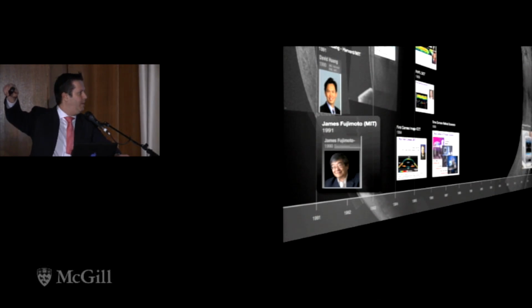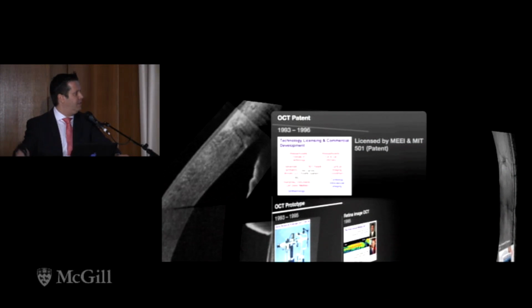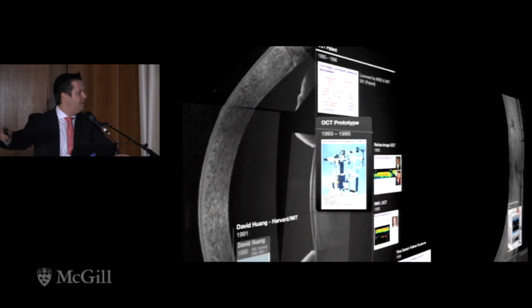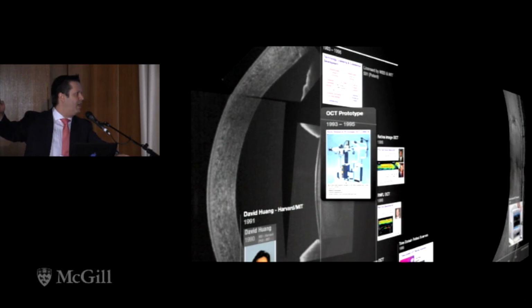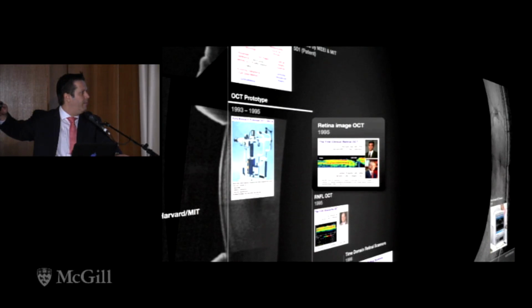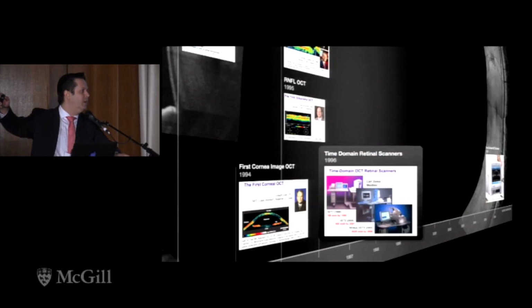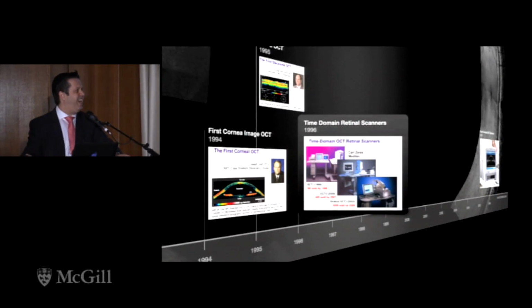Here are some of the images. This is the pattern of the OCT. This is the very first OCT prototype. This is the very first cornea image published in 1994, retina image in 95, retinal nerve fiber layer, and so on. These are the very first scanners that we had, OCT 1, 2, and 3.